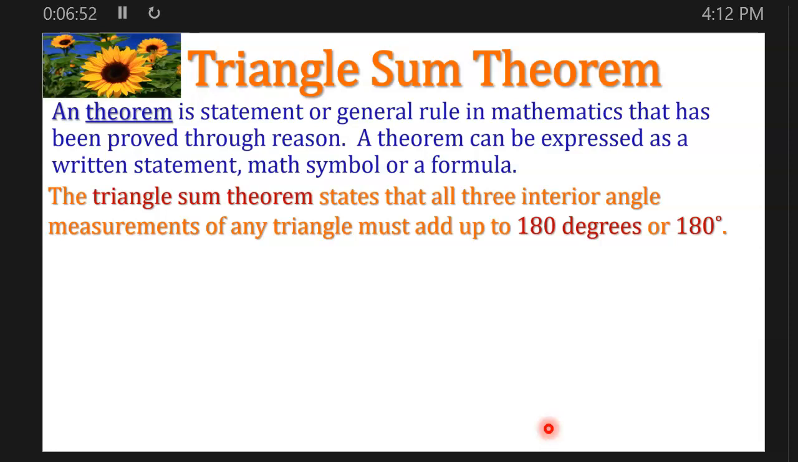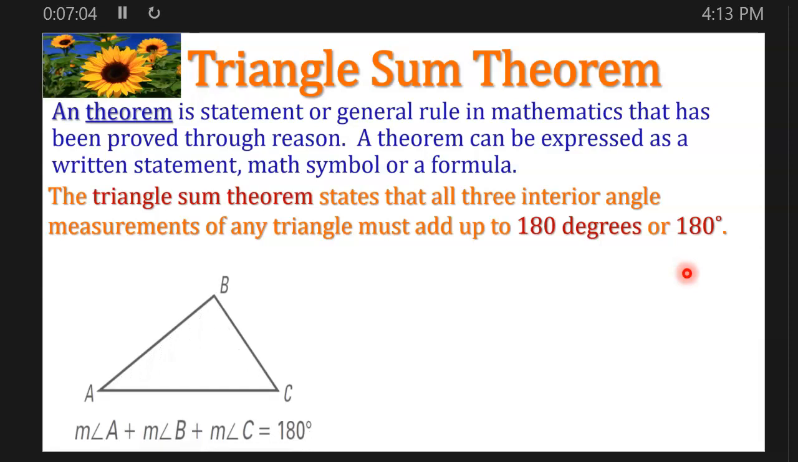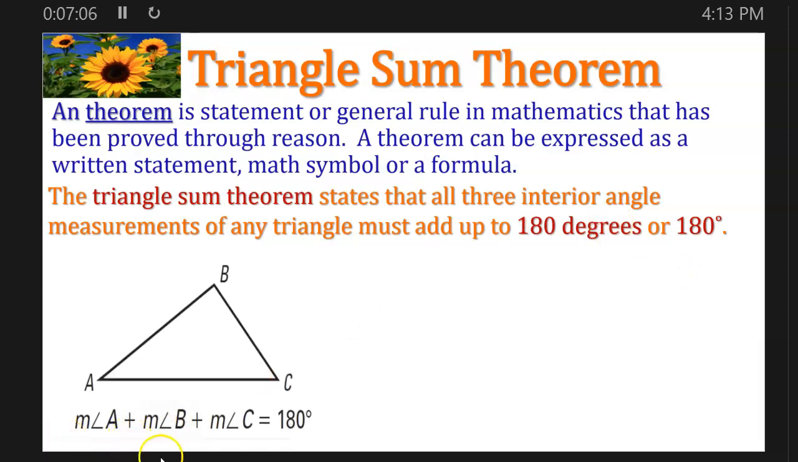The triangle sum theorem states that all 3 interior angle measurements of any triangle must add up to 180 degrees. Here's an example. The measure of angle A plus the measure of angle B plus the measure of angle C equals 180. So all 3 of these angles add up to 180.